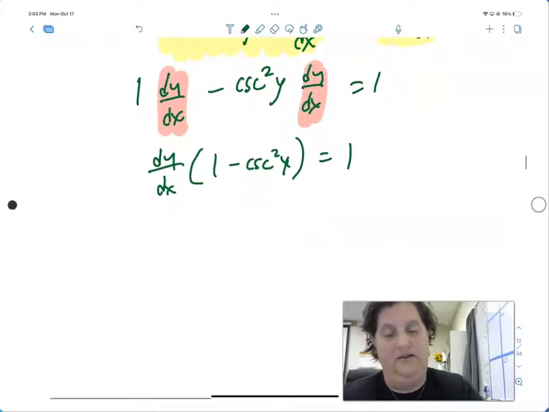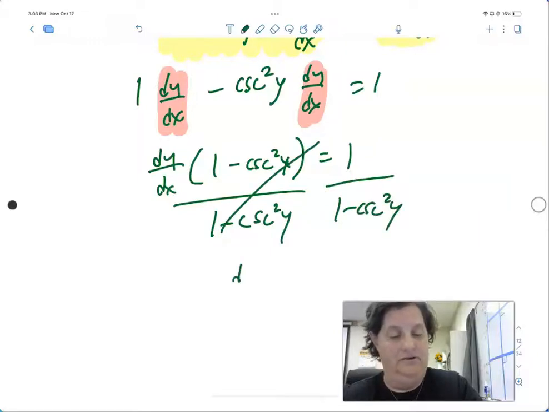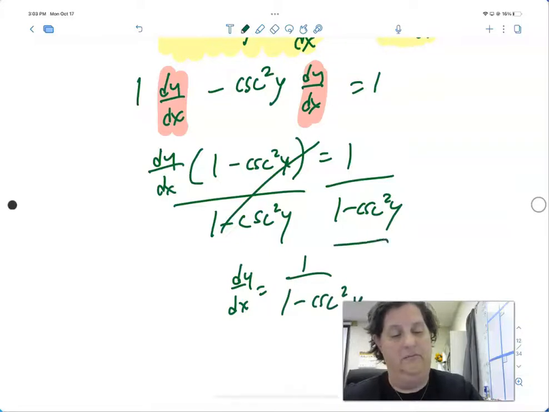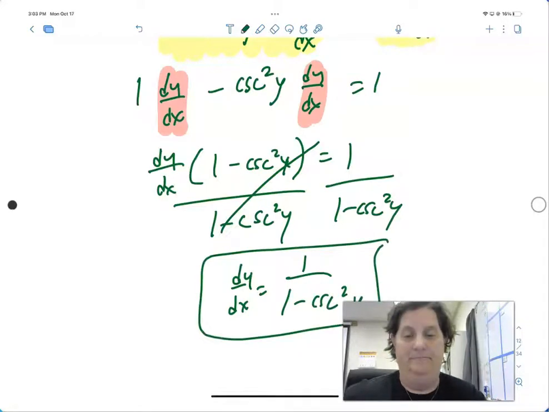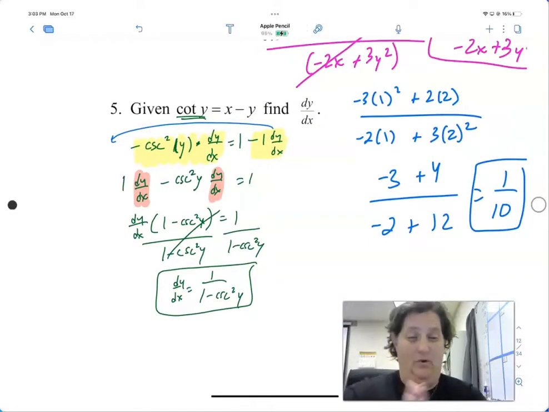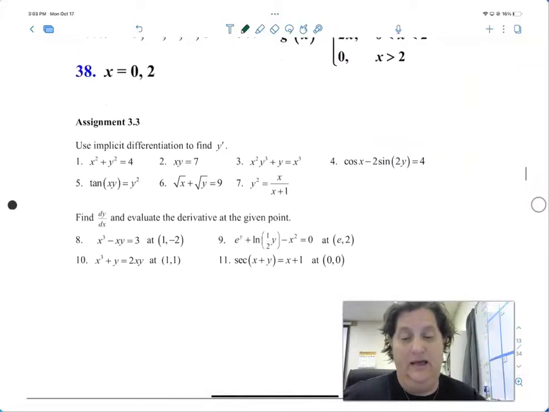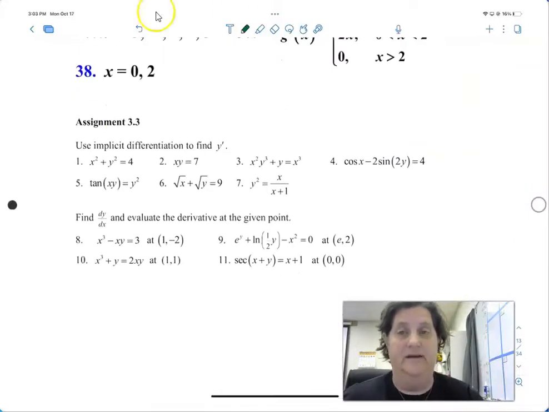And then last but not least, I solve for dy/dx by dividing that over. Okay, so here's my final answer. dy/dx is 1 over 1 minus cosecant squared y. Okay? Little tricky, but hopefully you guys understood that, and we're going to be doing a lot of these types of problems in class, these implicit differentiations, all right? Cool.